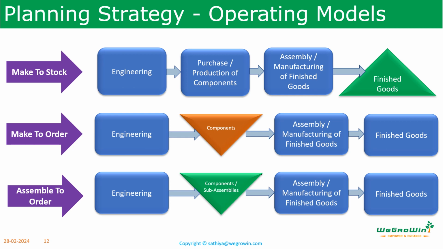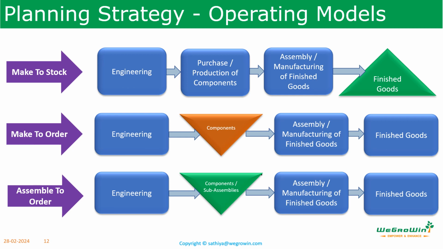So make to stock. In make to stock, finished goods are produced and kept in stock. So here lead time is less. It can be delivered immediately. In case of make to order, until we get the order from the customer, nothing will happen. Probably components may be available in stock to reduce the long lead time. Otherwise, other activities will not be carried out in a make to order situation.